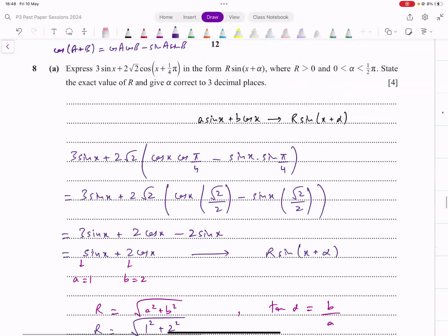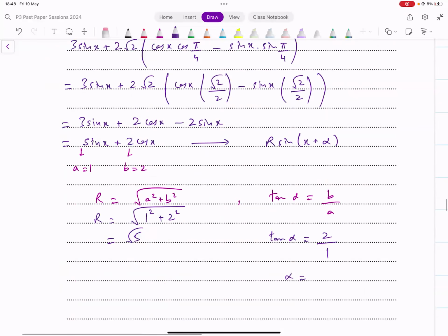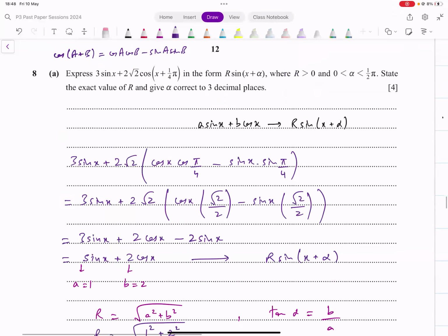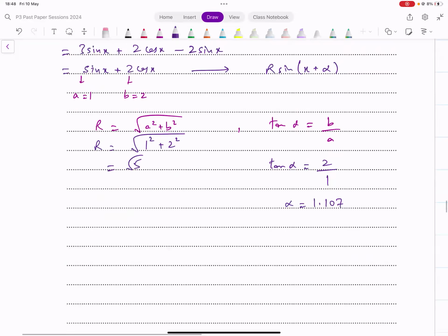Alpha equals, what do they want? They want your answer to be in radians and correct to 3 decimal places. R needs to be exact, so don't write decimals there. Tan inverse of 2, that gives me 1.107. You need 3 decimal places. That's the value of alpha. So now what does that form become then? Under root 5 into sine of x plus 1.107. This is what we get from this.